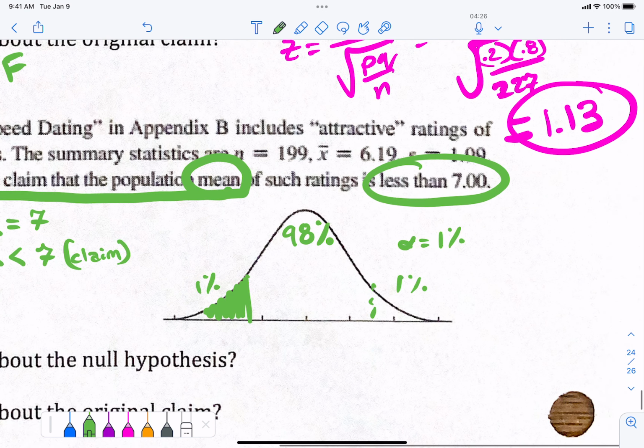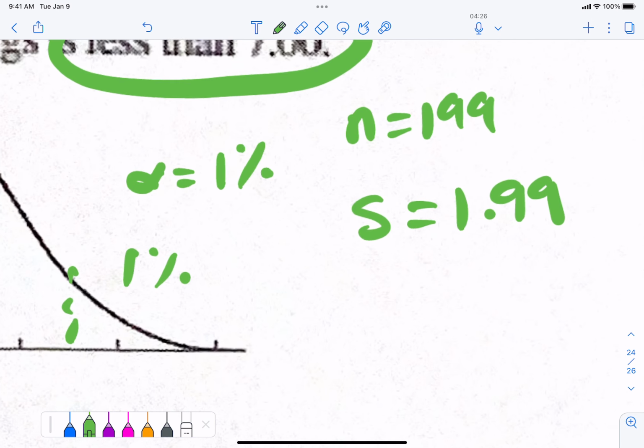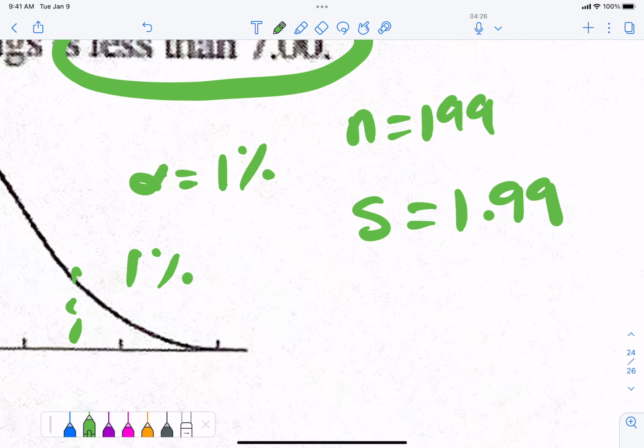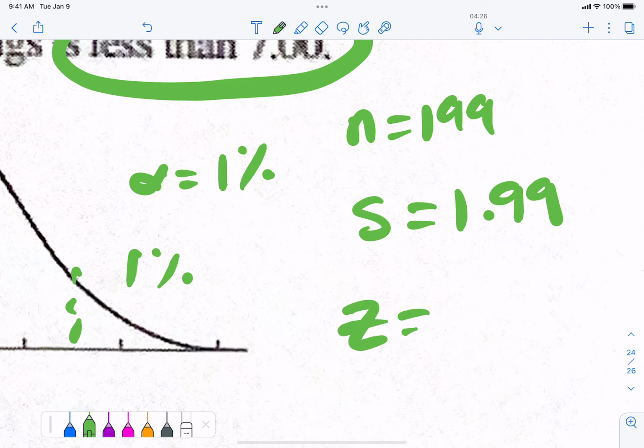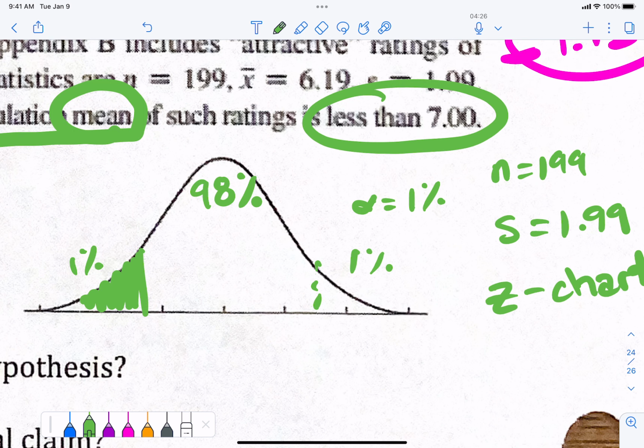Now, the n is 199, and we have s is 1.99? Yeah, 1.99. Okay, are we going to use the T chart or Z chart? Why do we use Z? Because n is bigger than 30, so we get to use the Z chart, which is the easier one, right? Z chart's just the bottom corner. So looking at that bottom corner, what's 98%? 2.33. So we've got negative 2.33 and positive 2.33. Really, we don't care about the positive one because we're only going to be on the left side.